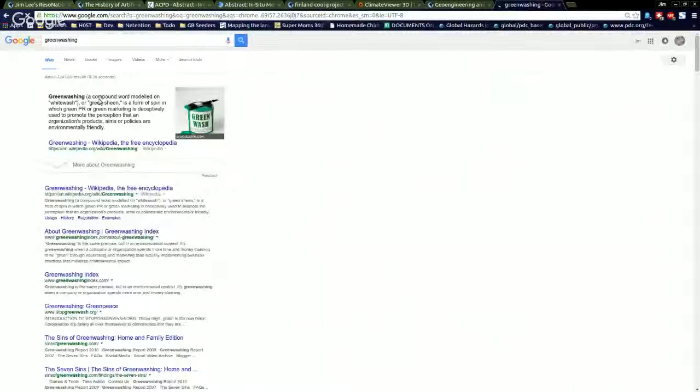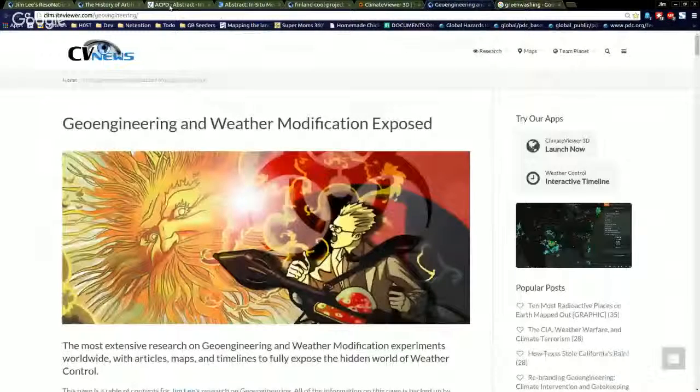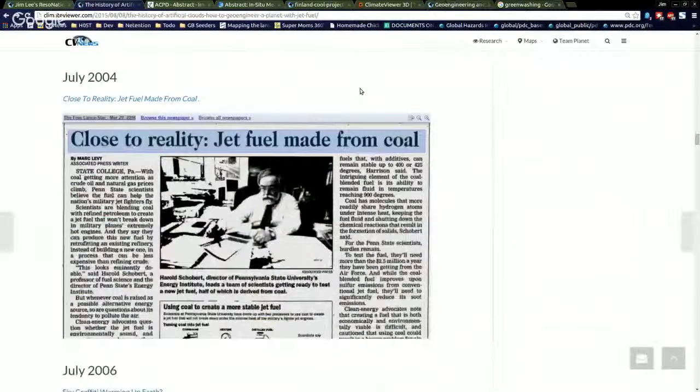Greenwashing is a compound word modeled on whitewash or green sheen, is a form of spin in which green PR or green marketing is deceptively used to promote the perception that an organization's products, aims, or policies are environmentally friendly. The whole coal fuel, biofuel, that's greenwashing. That's taking dirty coal. They call it clean coal. I know you've heard the term by now. Coal ash my ass.